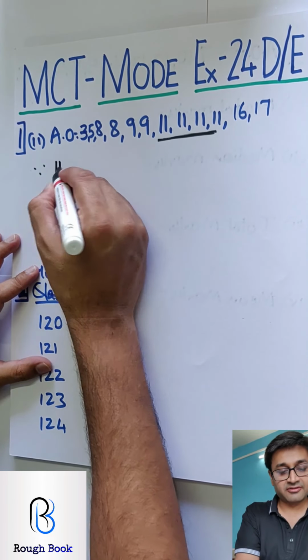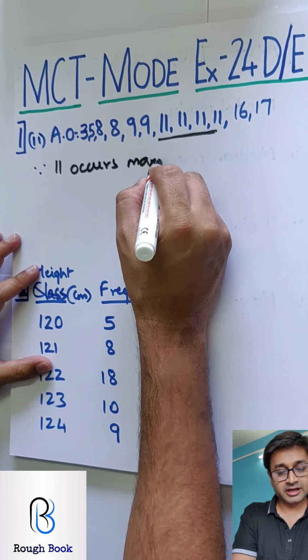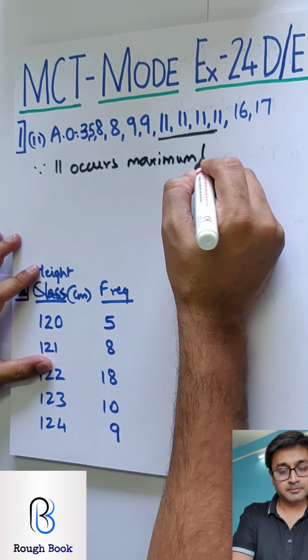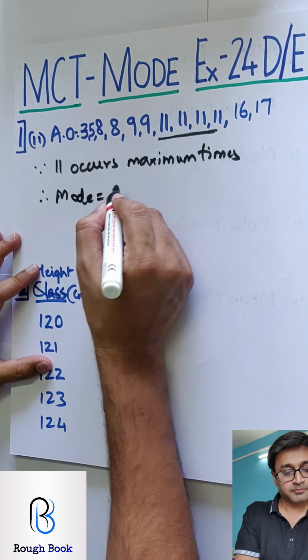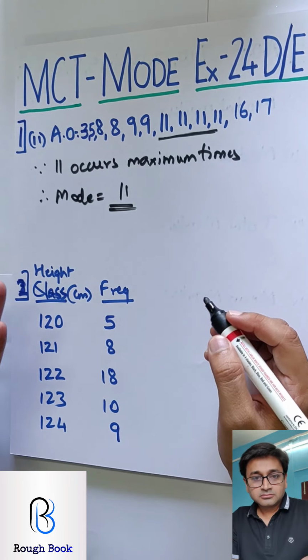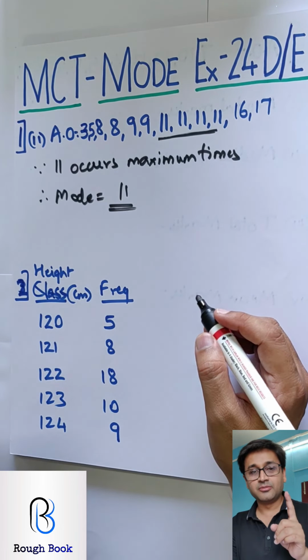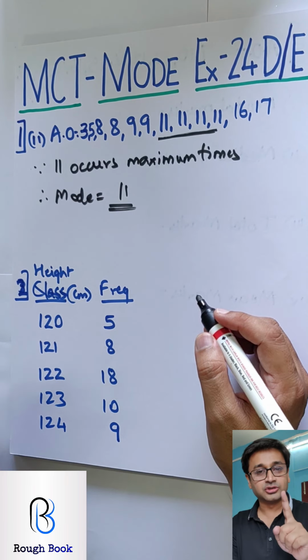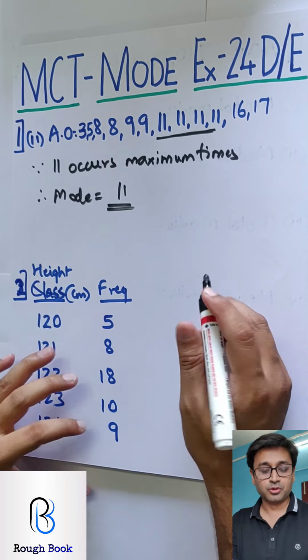So you say since 11 occurs maximum times, therefore mode is equal to 11. Isn't that very simple? Yeah, it is. That's why you usually see one question on mode every 2 years or 3 years. Not every year, but whenever it comes, it's a bonus.